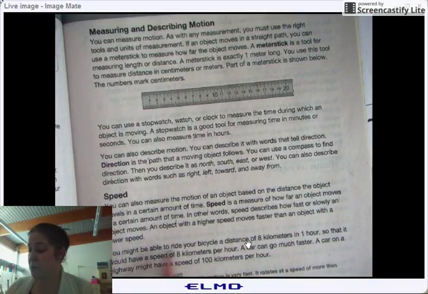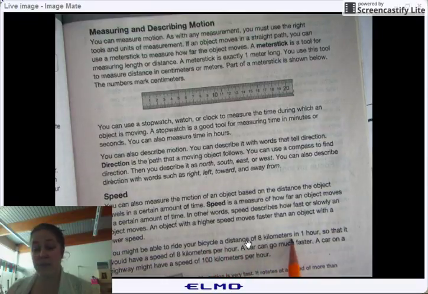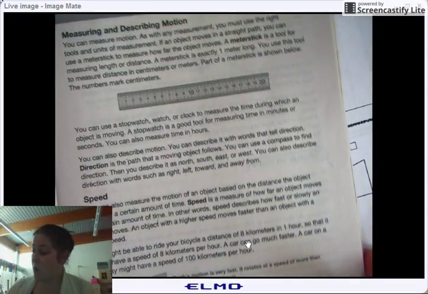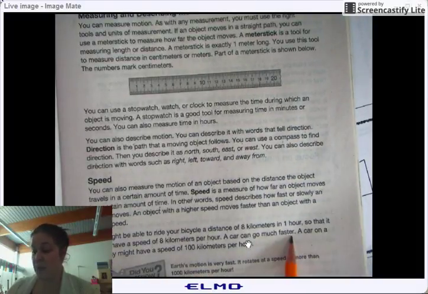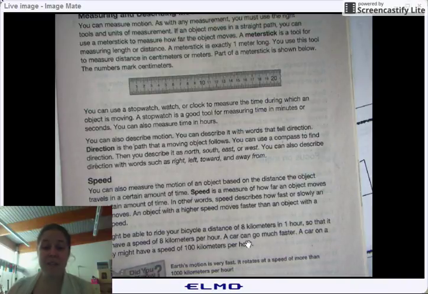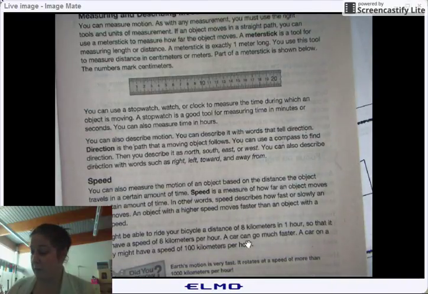You might be able to ride your bicycle a distance of 8 kilometers in 1 hour, so you would have a speed of 8 kilometers per hour. A car can go much faster. A car on the highway might have a speed of 100 kilometers per hour.